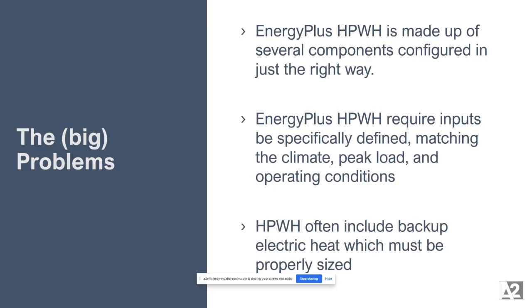All right, so the big problem. This is the big problem as I could frame it the best. The EnergyPlus heat pump water heater is made up of several components configured in just the right way. So you have to get them all right, and you also have to size them all. So the next piece, right, it requires inputs to be specifically defined. It has to match the climate, it has to match the peak load for hot water, it has to match the operating conditions.